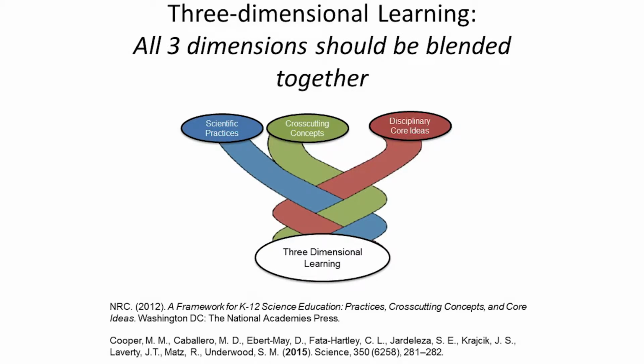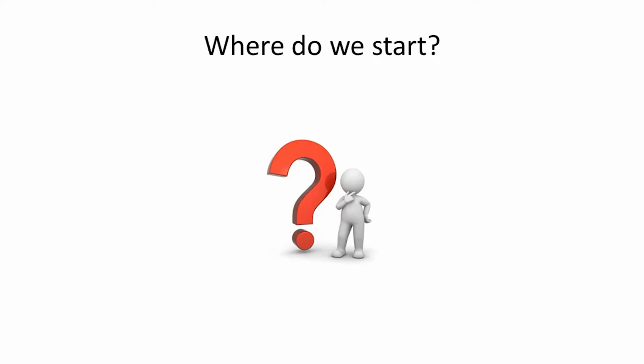So if we blend all of these things together, then we get what we call three-dimensional teaching and learning. And that's what we're trying to aim for in our efforts, and that's what this workshop is really focused on, applying backward design to three-dimensional learning. So where do we start? I'm only going to talk for a few more minutes, and then we'll have other people talk, and then we'll put you to work.